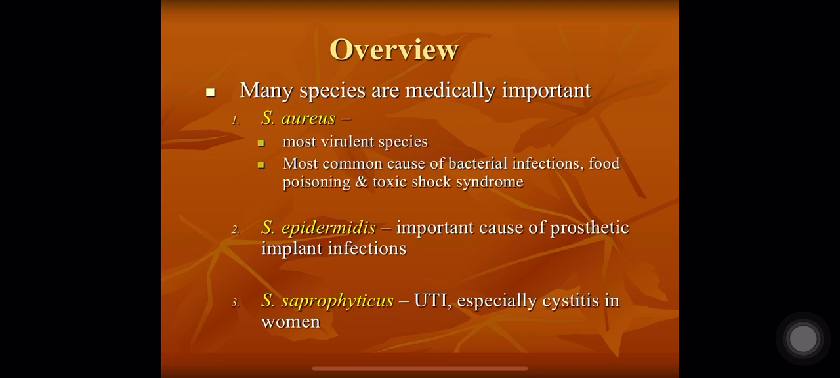Many species are medically important in Staphylococci, out of which three common species include Staphylococcus aureus, Staphylococcus epidermidis, and Staphylococcus saprophyticus. Staph aureus is the most virulent of all of them. It causes bacterial infections, food poisoning and toxic shock syndrome. Staph epidermidis is an important cause of prosthetic implant infections and endocarditis. Staph saprophyticus causes urinary tract infections. It causes cystitis, especially in women.